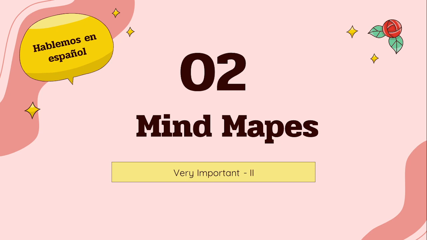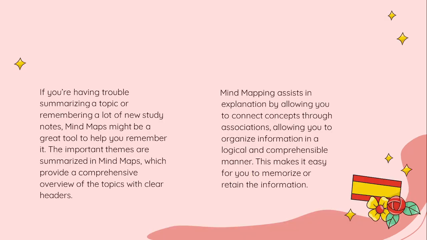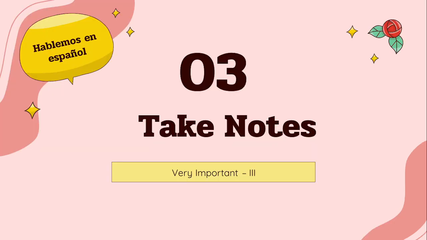Okay, next, mind maps. If you're having trouble summarizing a topic or remembering a lot of new study notes, mind maps might be a great tool to help you remember it. The important themes are summarized in mind maps, which provide a comprehensive overview of the topics with clear headers. Mind mapping assists in explanation by allowing you to connect concepts through associations, allowing you to organize information in a logical and comprehensible manner. This makes it easy for you to memorize or retain the information. It basically makes you visualize whatever you do while you're studying or revising it again.